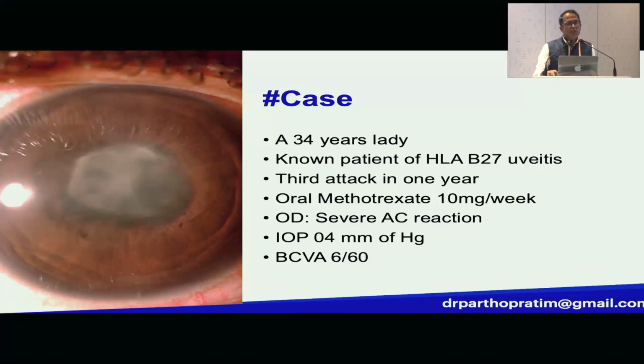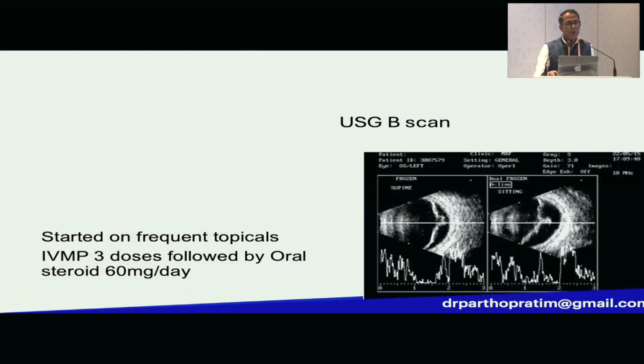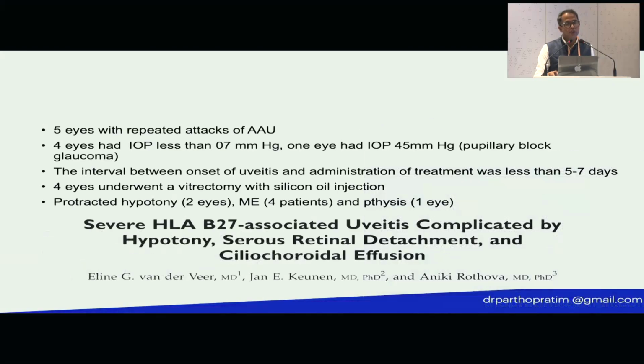This is another case of HLA-B27 uveitis you can see here, and you see the patient actually presented with exudative RD and was finally treated with IVMP. So sometimes this kind of common, identifiable case of uveitis can present differently. This is the paper which has highlighted the atypical presentation of HLA-B27.